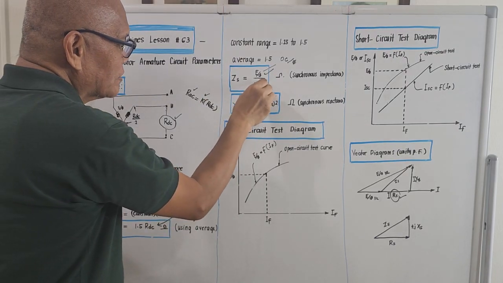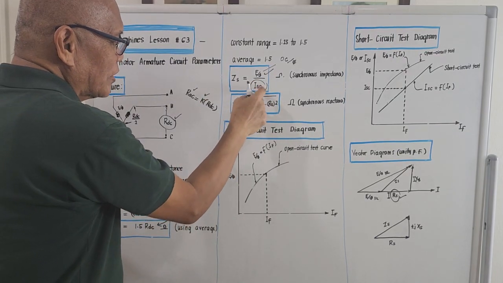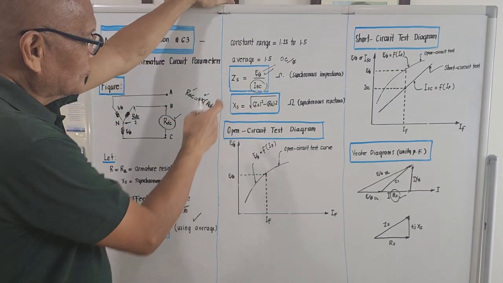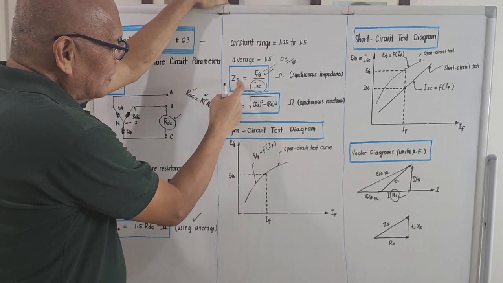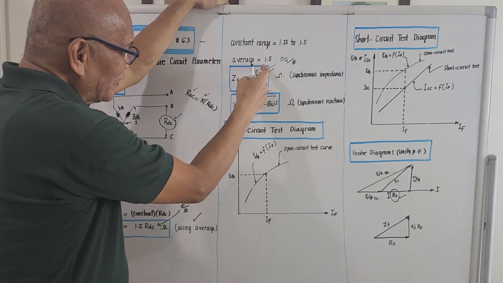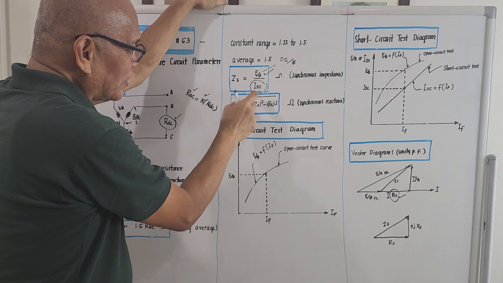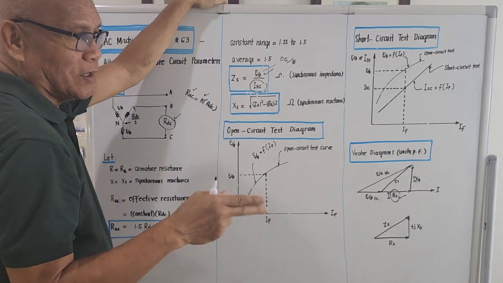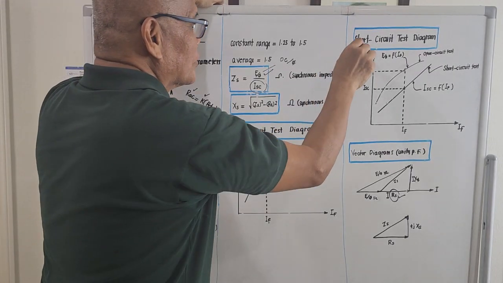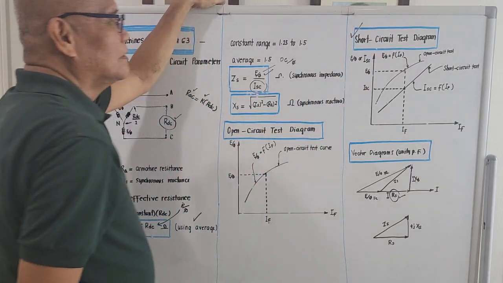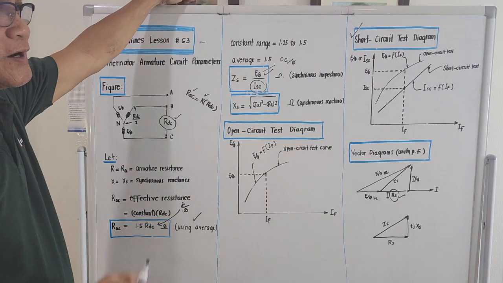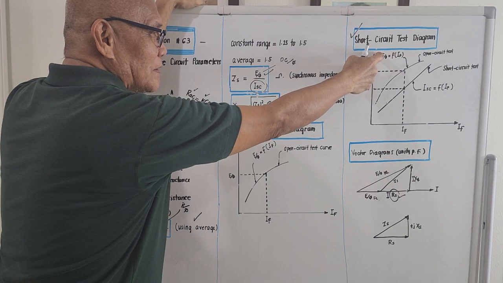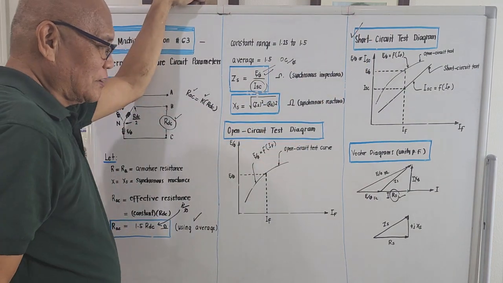How about ISC? This short circuit current is actually very critical, because to compute this, the open circuit voltage per phase should be divided by the short circuit current. And where do we get the short circuit value? It will emanate from the so-called short circuit test. That's why there is the so-called open circuit test and short circuit test. The short circuit test is something like this.